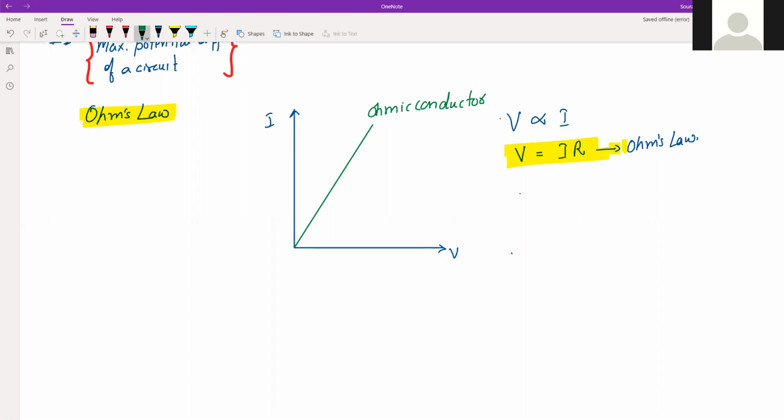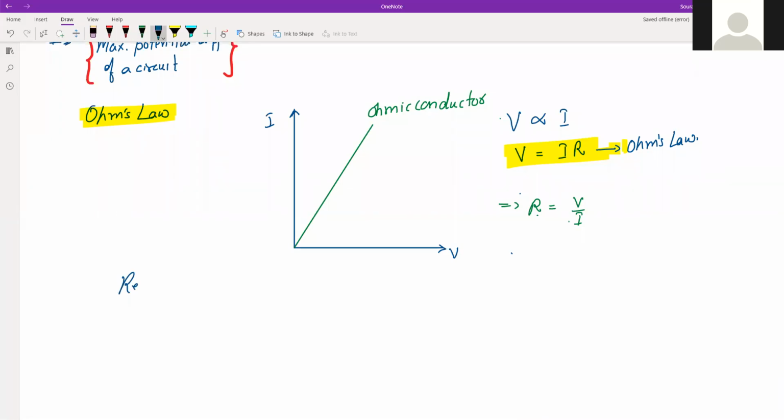So from this, one thing is clear: what is R? R is equal to V by I. The resistance of a conductor is the property by virtue of which it opposes the flow of charges through it. That property is called resistance. The more the resistance, the less will be the current. So if you see here, R and I are inversely proportional. More resistance, less current. Less resistance, more current. Right? Okay, next, what is its unit?